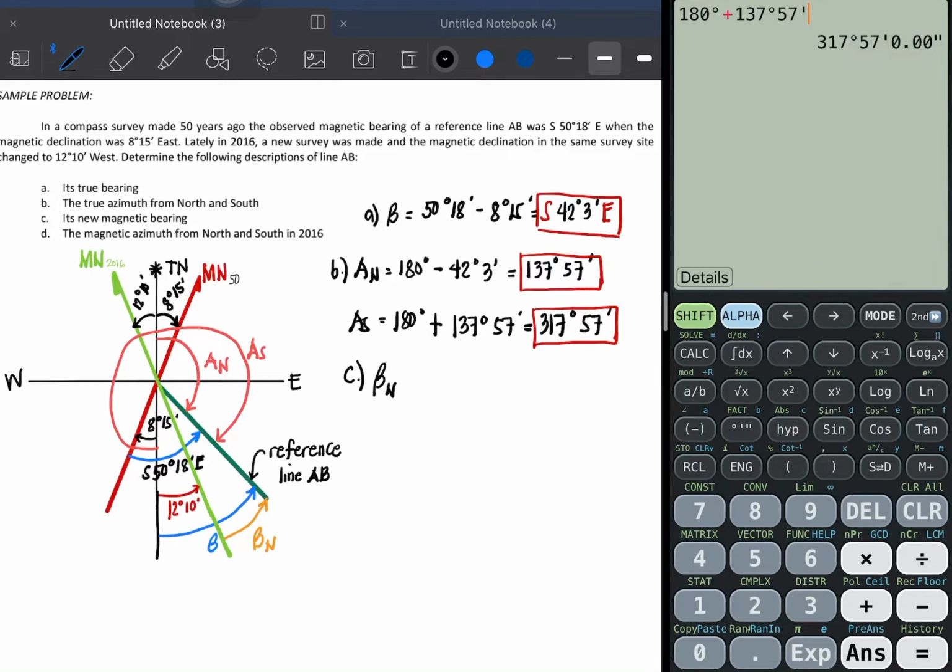Okay, so to solve for that, you have new magnetic bearing is equal to the true bearing, which is 42 degrees 3 minutes minus 12 degrees 10 minutes. Okay, so calculate, you have 42 degrees 3 minutes minus 12 degrees 10 minutes. So that's equivalent to 29 degrees 53 minutes, and that is a bearing. So therefore, you have the direction south east. Okay, so that's the answer for letter C.